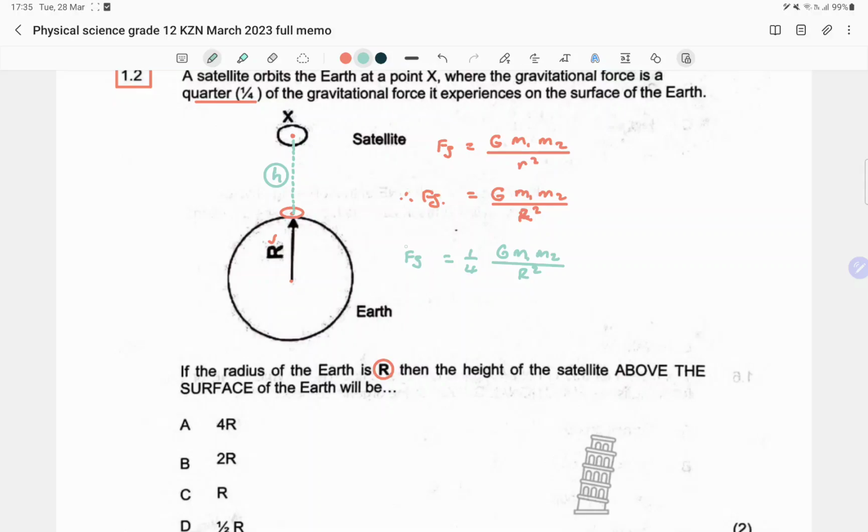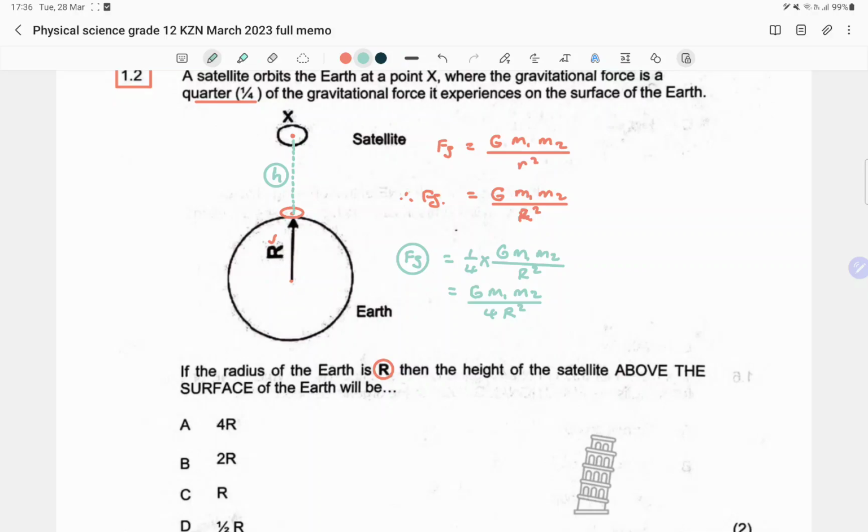Now we know that this force Fg between these two is a quarter of that on Earth, which is going to be this. And then if we just simply do multiplication as we know it, it's going to be essentially G m1 m2 over 4r squared. Okay, maybe let's write r properly. 4r squared.